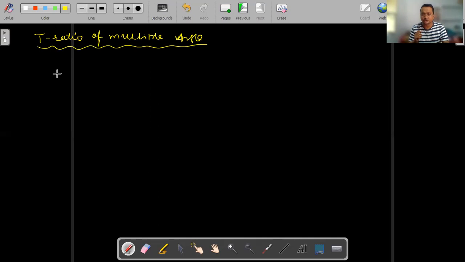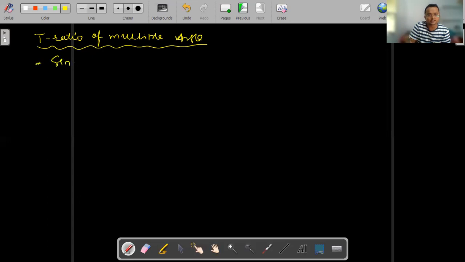So today we are going to discuss sine 3a, and that also comes under the T ratio of multiple angle. Once we complete that, then after we will discuss sub multiple angle, that is called half angle formula. So let us complete this first, then we will see the next one.